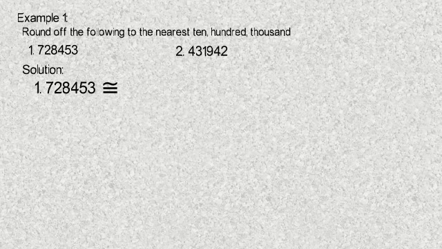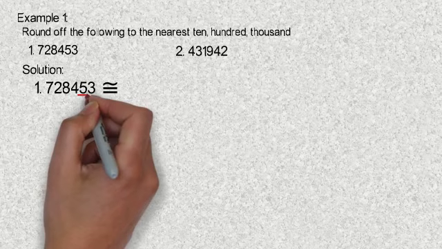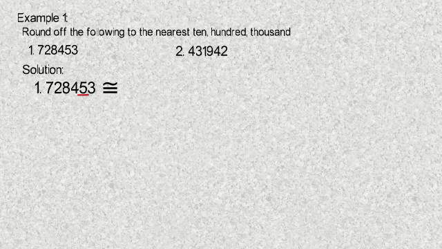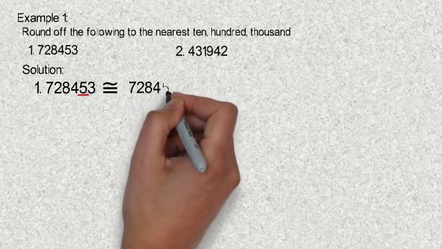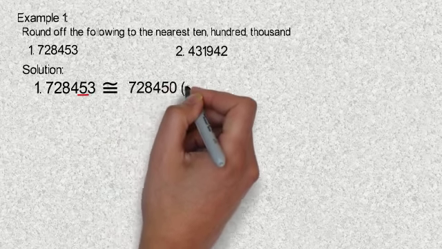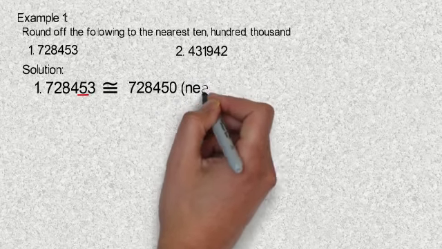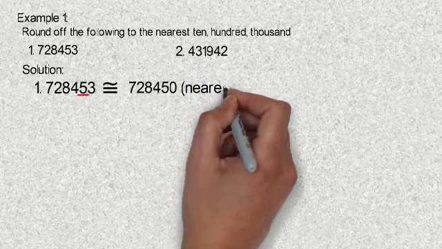My 5 is in the 10 place value, and we are rounding off to the nearest 10. So, we are stopping at that 5. The number before it from my right hand side is 3. And because 3 is less than 5, what do I round it to? 0. So, it will now give me my answer to be 728450. That means I've rounded this to the nearest 10.